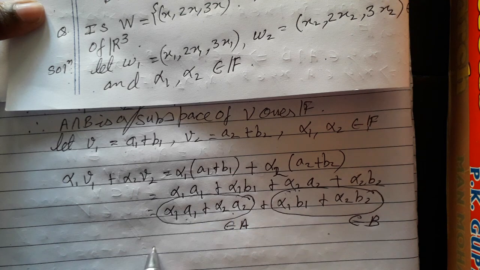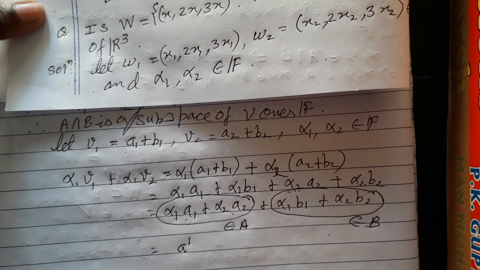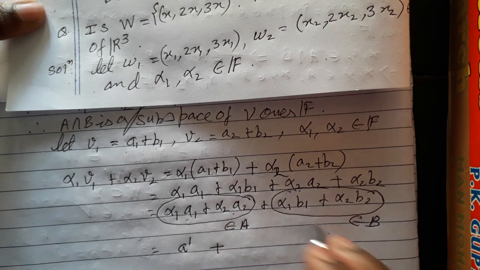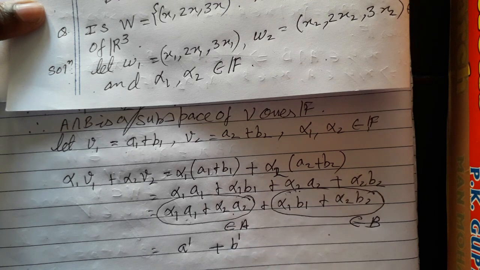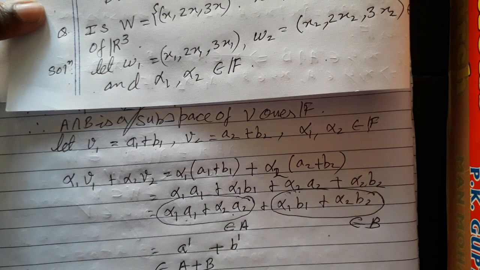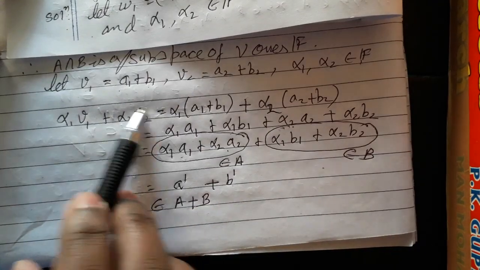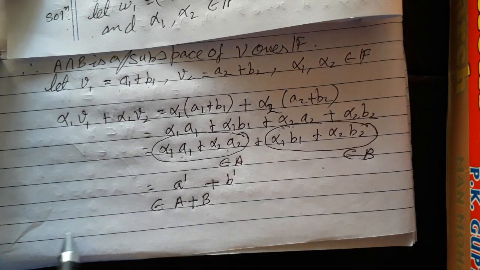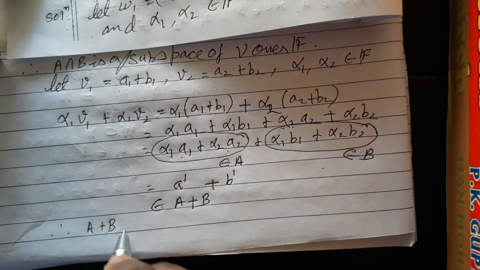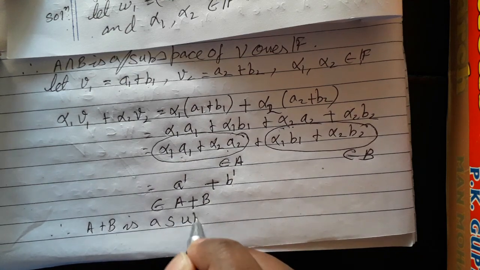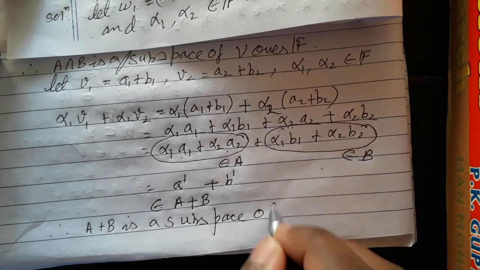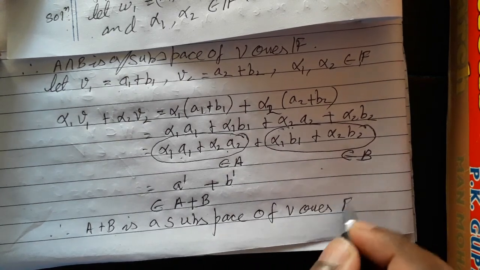So this belongs to A means it will be some element a dash which is in A, plus an element which belongs to B, some element b dash in B. Now a dash belongs to A and b dash belongs to B, means this whole thing belongs to A plus B. So we have shown that the linear combination belongs to A plus B. Therefore, A plus B is a subspace of V over F. So we have proved this.